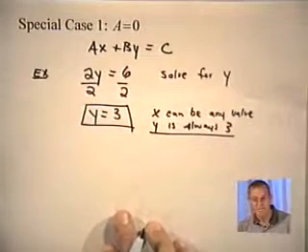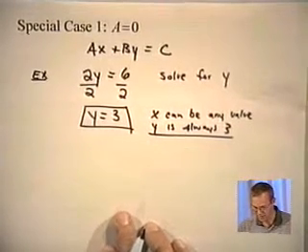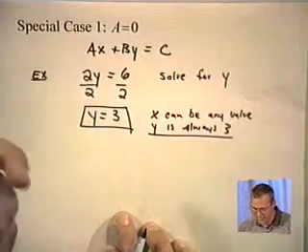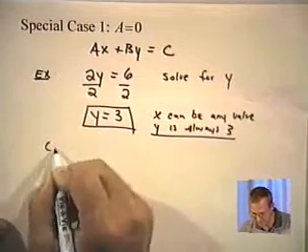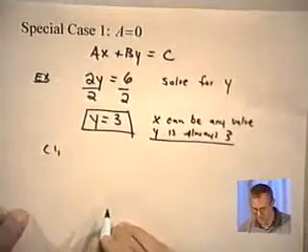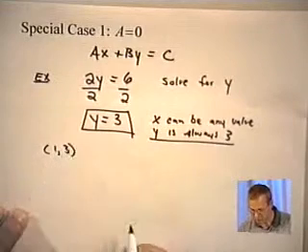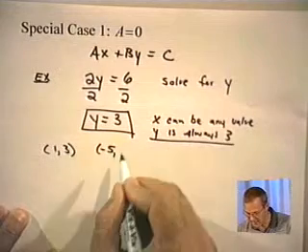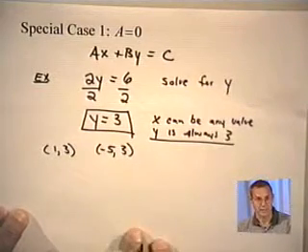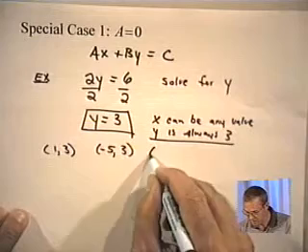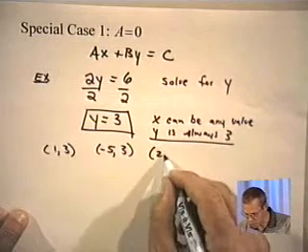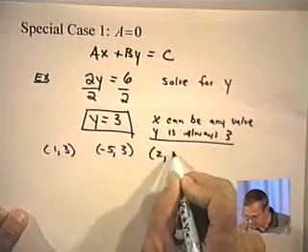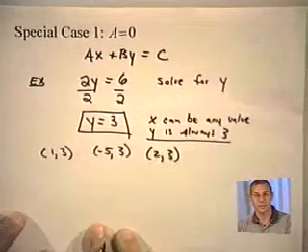So let's plot some ordered pairs here. Let's come up with some ordered pairs that will satisfy this equation. Well, the x can be any value, maybe 1. The y value has to be 3. Another ordered pair, maybe x is -5. Well, the y must be 3. Another ordered pair, maybe 2. X can be 2, but the y has to be 3.